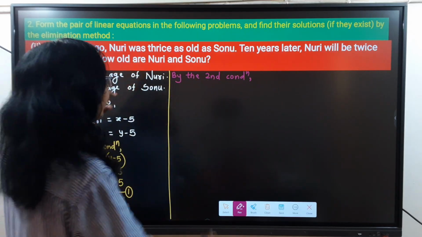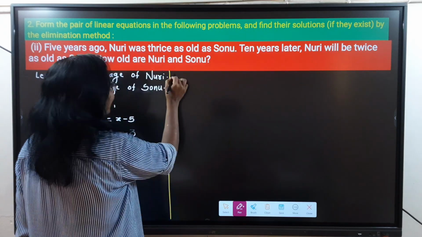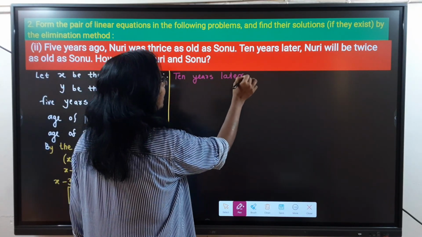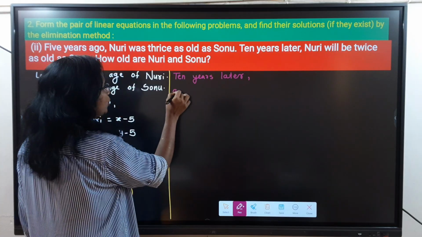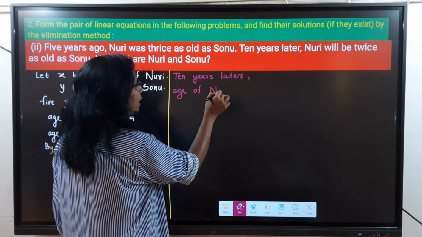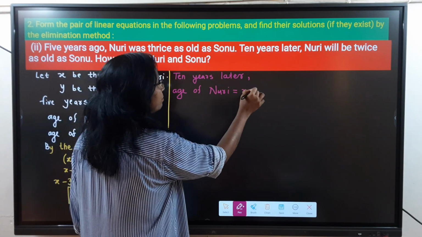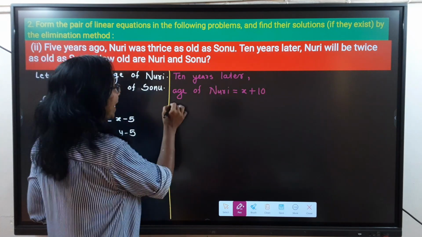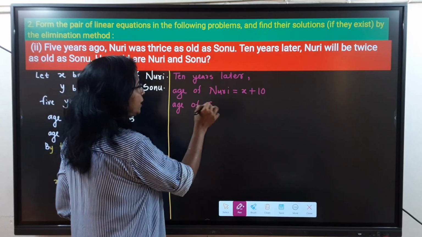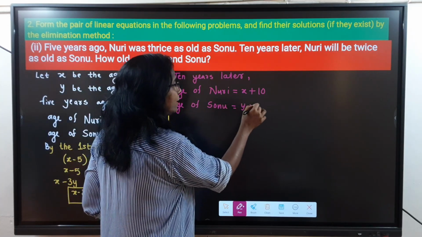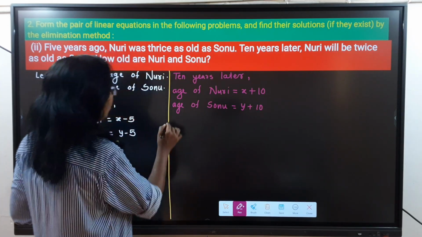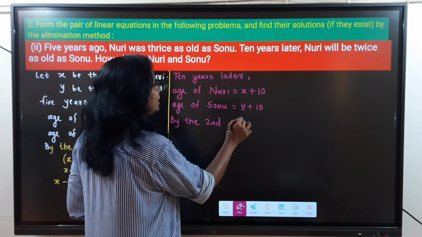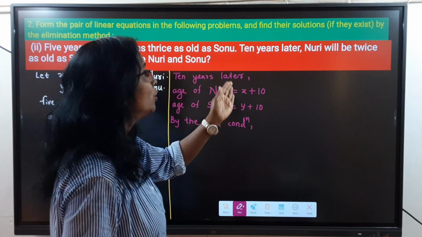So 10 years later, that means the age of Nuri becomes x plus 10, after 10 years, and the age of Sonu becomes y plus 10. Then I apply the second condition. So by the second condition, 10 years later Nuri will be twice as old as Sonu.